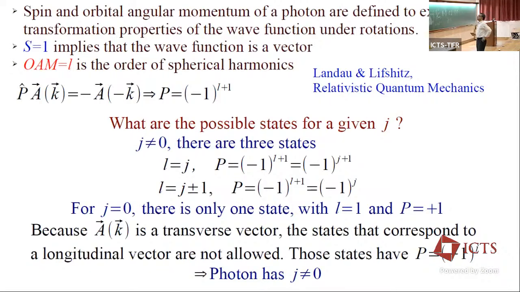And spin and orbital angular momentum of the photon are defined to express transformation properties of the wave function. In this case, wave function means vector potential, okay, vector field, actually, I should say. The S=1 implies that the wave function is a vector, and the orbital angular momentum, OAM, you can define as the order of spherical harmonics in general wave mechanics or in quantum mechanics.